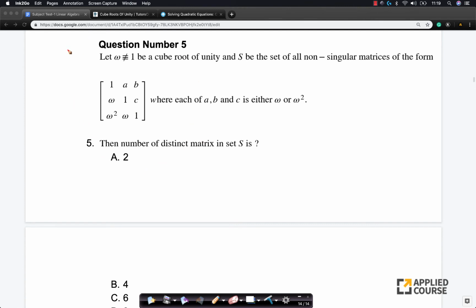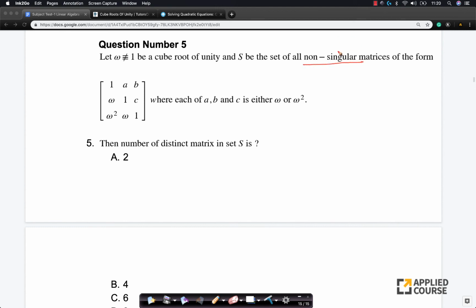We have not seen questions like this in previous year GATE problems, but we still thought, why not do it? Because this is a slightly tricky problem, let's solve it. So what does it say? It says omega not equal to 1 is a cube root of unity, and let S be the set of all non-singular matrices.